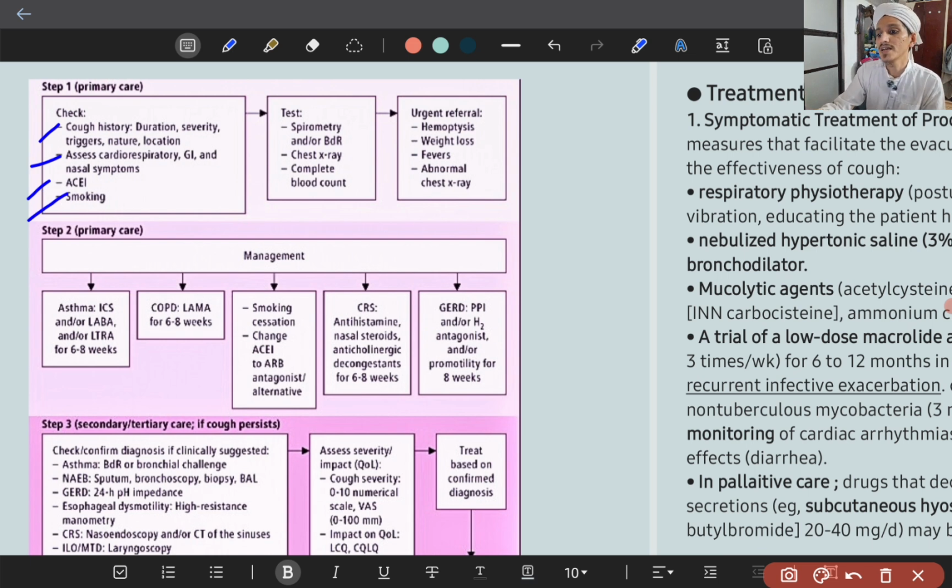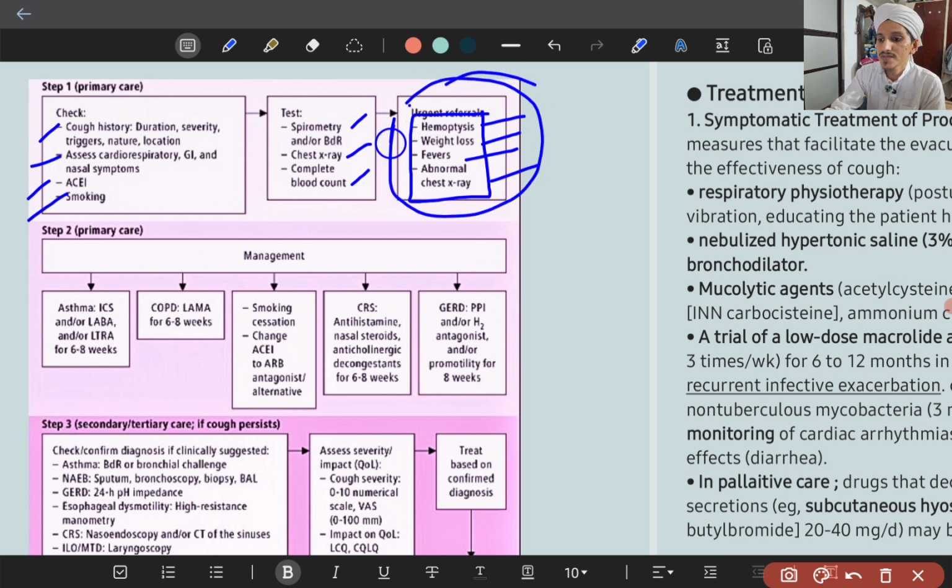Then you will do some basic tests. You will do spirometry. This will tell you about asthma and COPD. You will do chest X-ray. You will do a simple CBC. If these are there, you should refer the patient: hemoptysis, weight loss, fever, abnormal chest X-ray. Now, if these are not there, then you can manage the patient in your OPD.